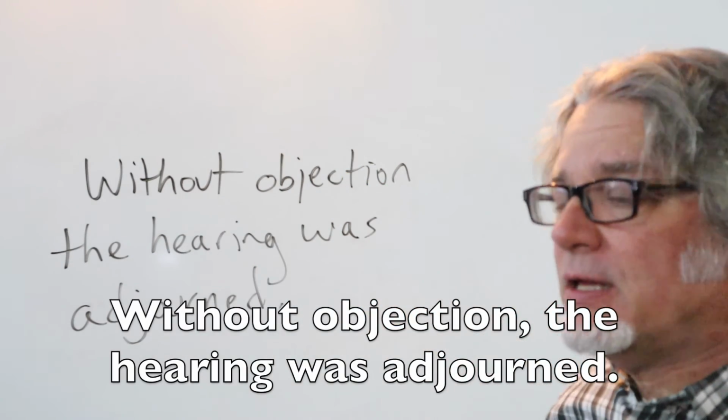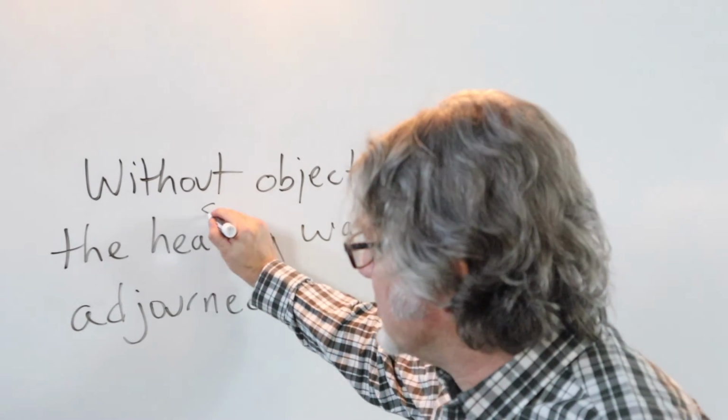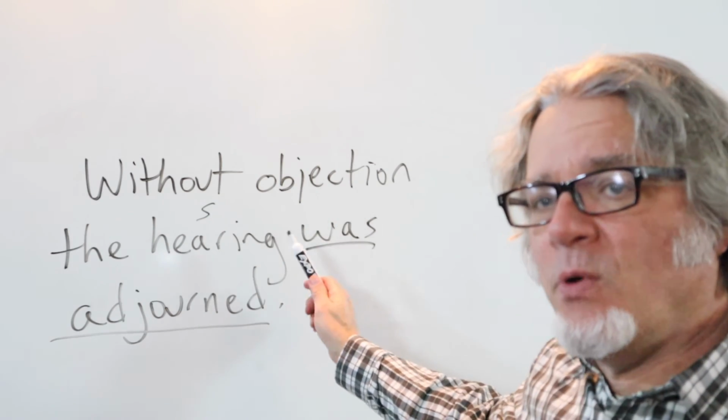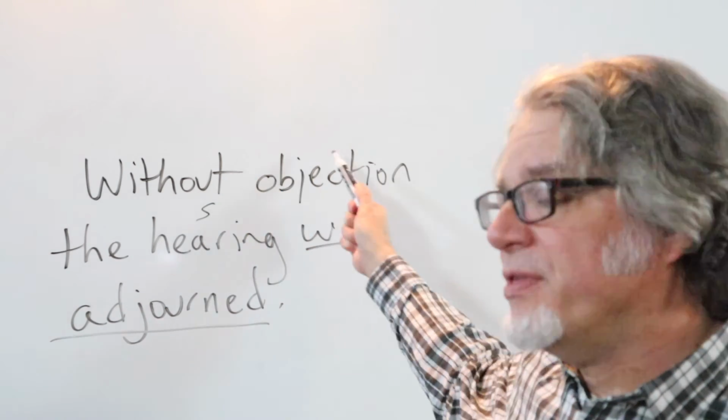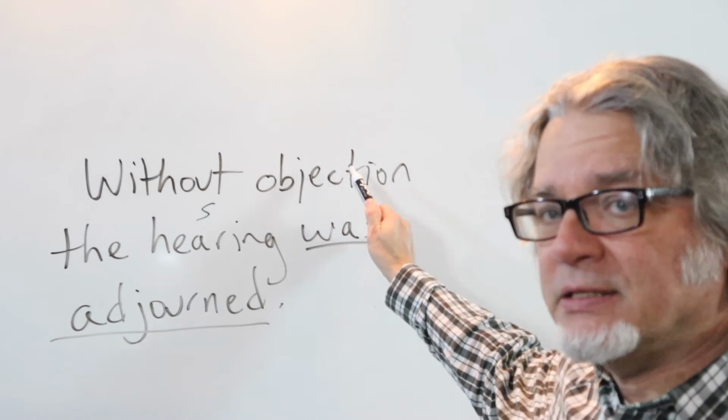Without objection, the hearing was adjourned. And this is the subject and the verb here. This is in the passive voice. But it begins with a prepositional phrase. Preposition and noun.